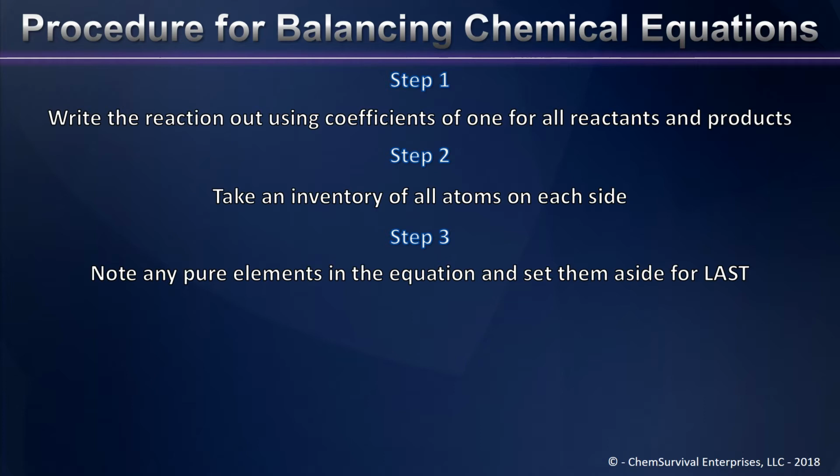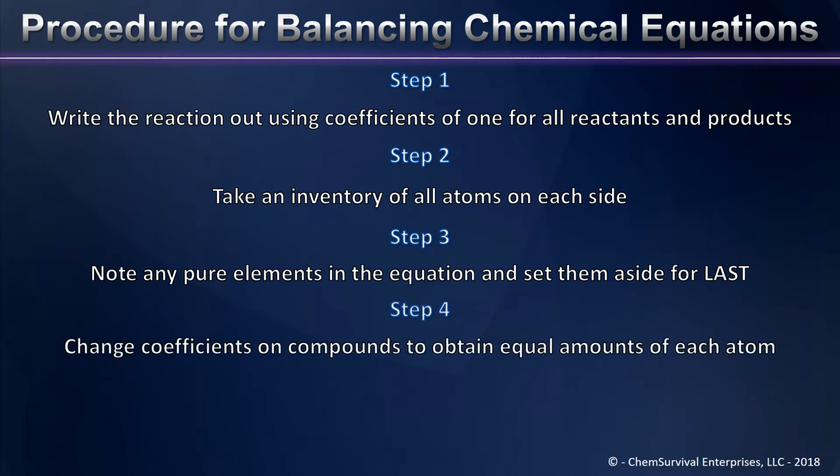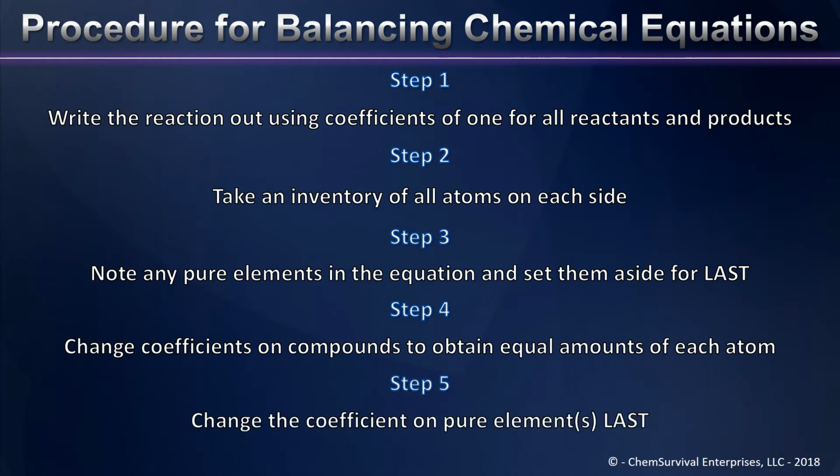We're also going to take a look for pure elements, and if we find any pure elements in the chemical equation, we're going to lock those up and set them aside to use at the very end of the balancing process. That will make our life a lot easier. In step 4, using all the other compounds in that reaction, we change their coefficients to try to obtain equal amounts of every atom on both sides. And finally, if necessary, we unlock those pure elements and change their coefficients at the very end so that we get a nice balanced equation without knocking any other balances out of whack.